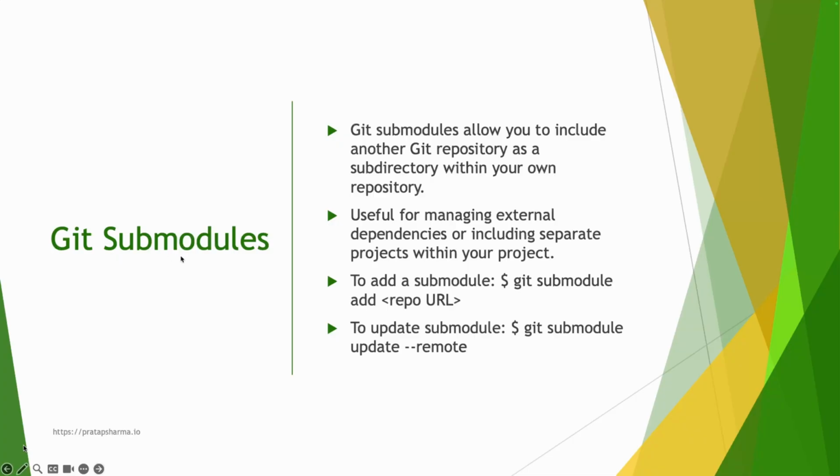So now let's learn about Git submodules. Git submodules allow us to include another Git repository as a subdirectory within our own repository. It is useful for managing external dependencies or including separate projects within our project. If we want to add a submodule, we can run this command: git submodule add and the repo URL. And if we want to update our submodules, then we can use git submodule update --remote, right?